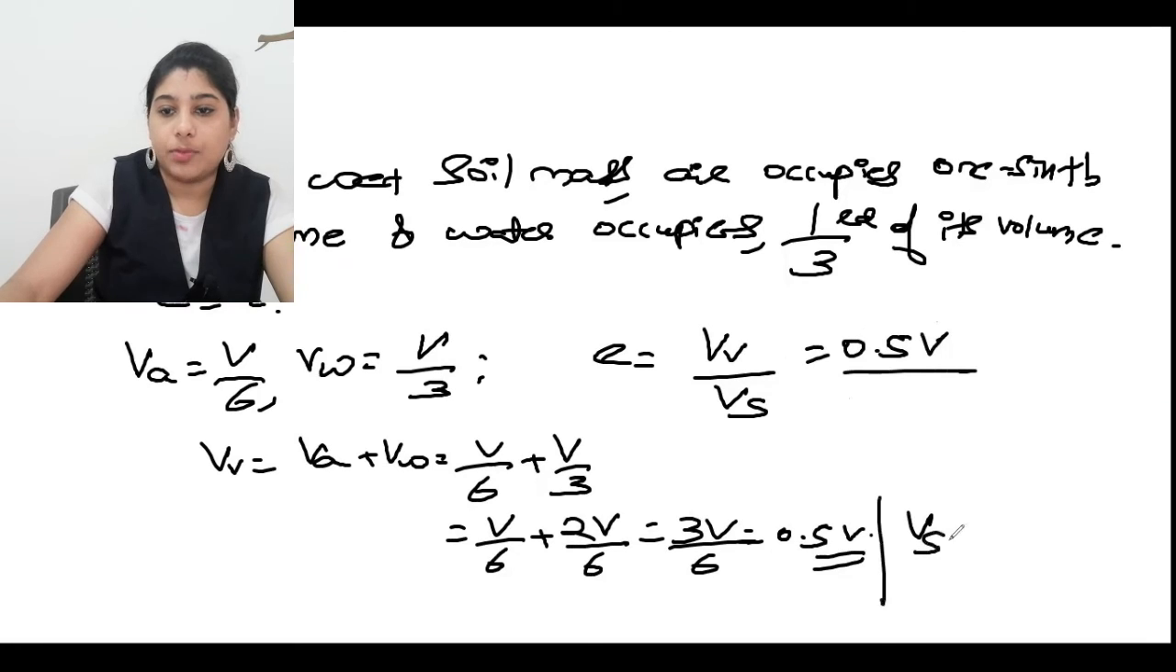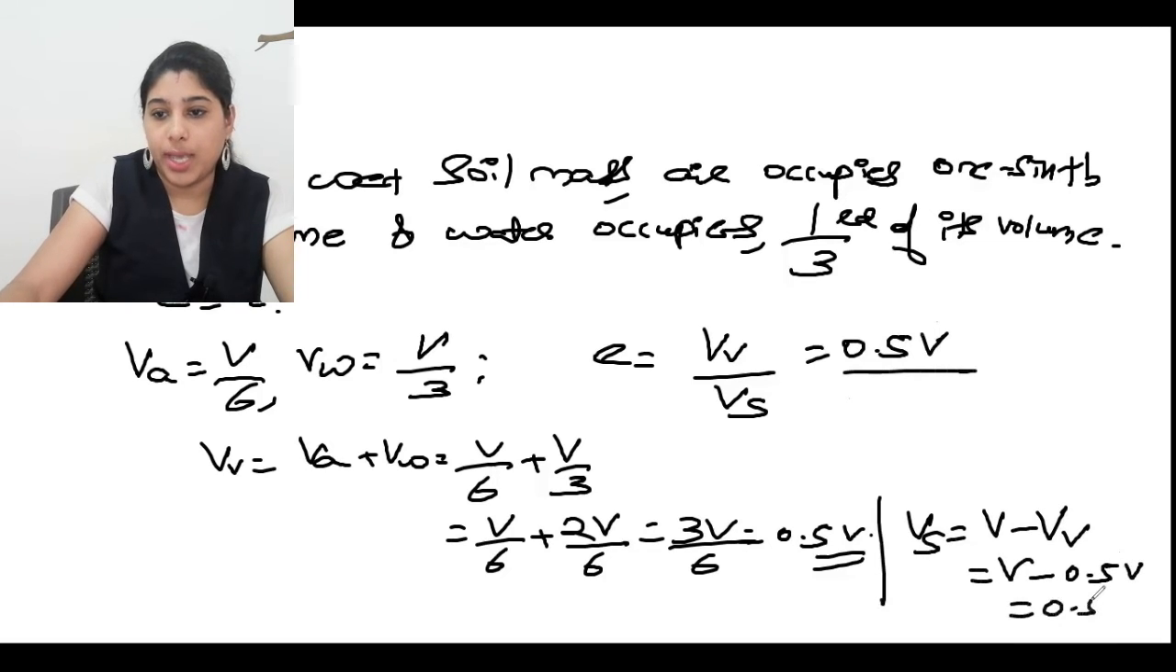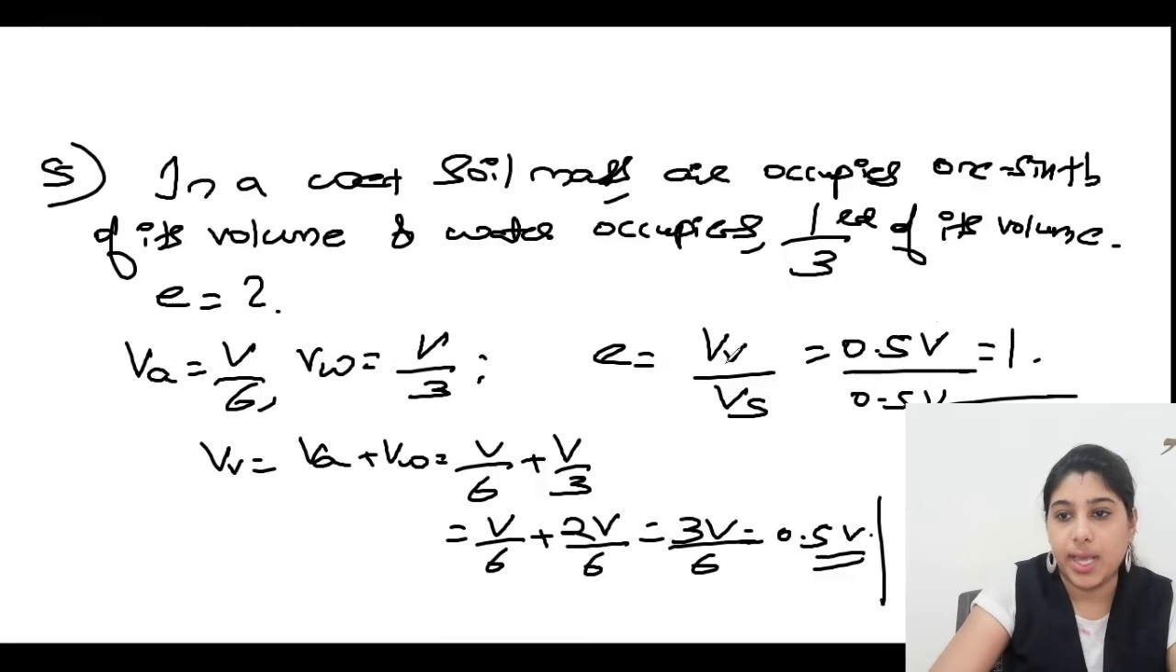So what is Vs? Vs means from the total we have to subtract the Vv. So what is the total V? V minus 0.5V, again it is 0.5V. So 0.5V by 0.5V, we will get the answer e. So void ratio will be 1.